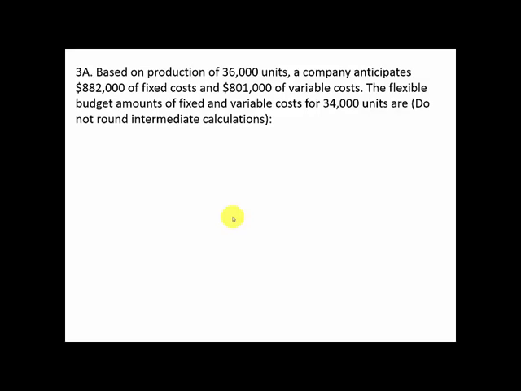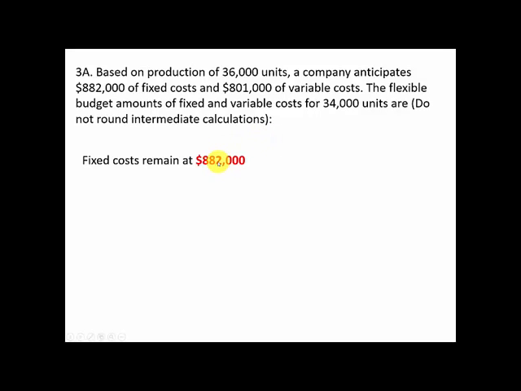All right, let's go to 3A. Based on production of 36,000 units, the company anticipates $882,000 of fixed cost and $801,000 of variable cost. The flexible budget amount of fixed and variable costs for 34,000 units would be what? Okay, let's set up our situation here. Since production's going from 36,000 units to 34,000 units, fixed costs don't change, so they remain the same. But variable costs will go down proportionately. But let's see how much.